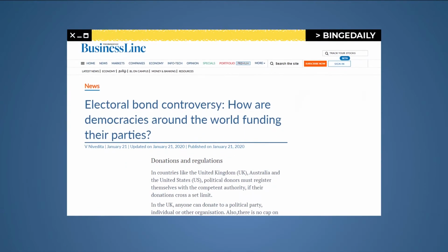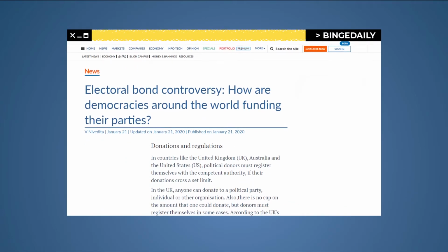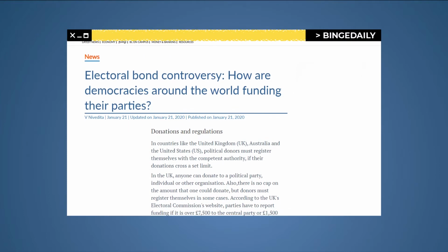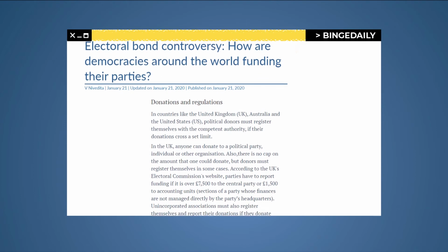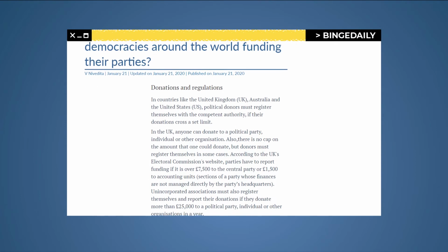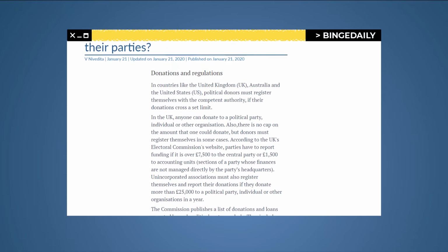Now, most democracies require the candidates or the parties to reveal the identities of the donors, such is the case in the Americas, Asia, and Europe. However, this is no longer the case in India, thanks to the electoral bonds. There are three main concerns associated with the Electoral Bond Scheme.